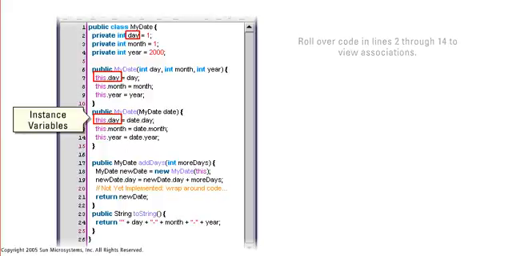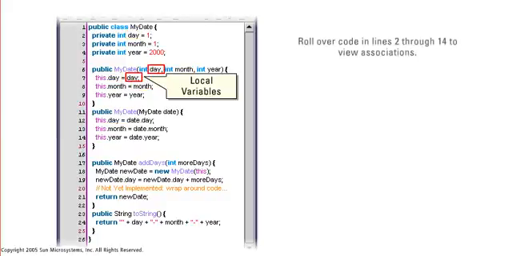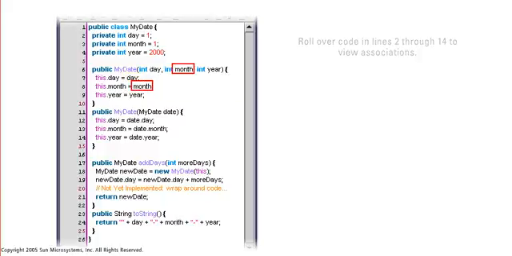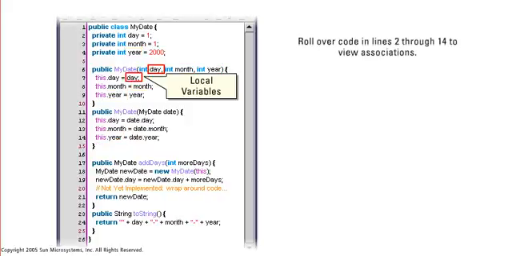Let's go to the first MyDate constructor and roll over the day, month, and year arguments to that constructor. And you will see the variables associated in the constructor with those arguments. Now roll over the day, month, and year instance variables of the class. And we will see how the variables in the constructors are associated to these variables by using the this reference. The this reference is a reference to the object itself.